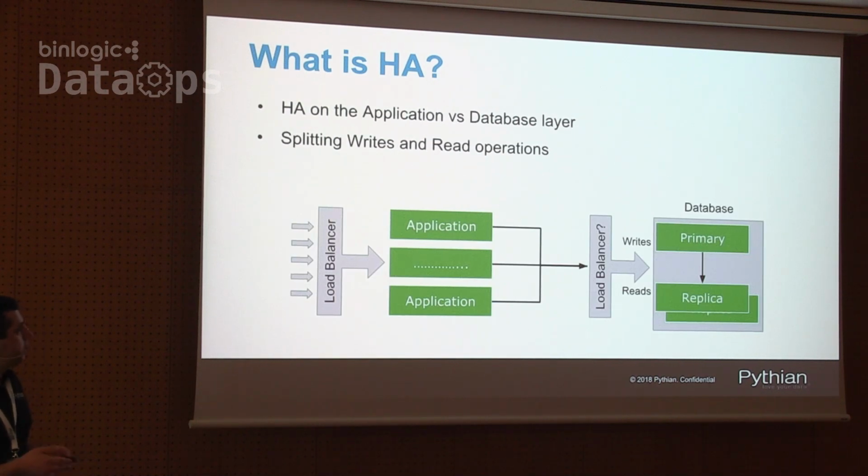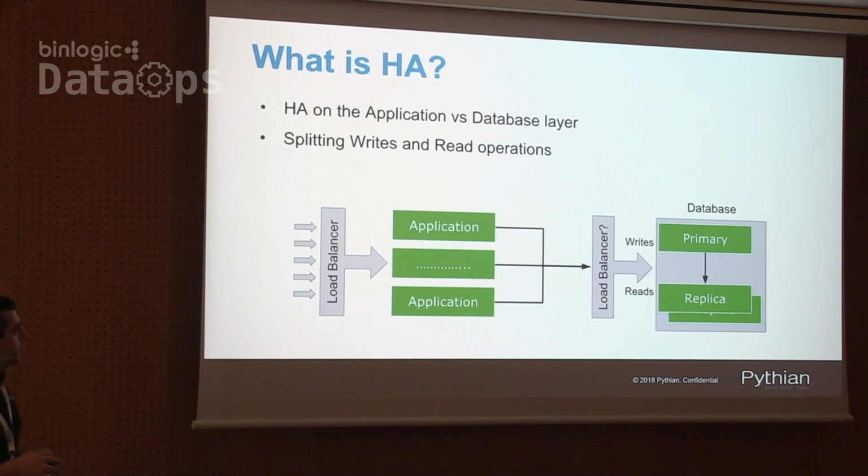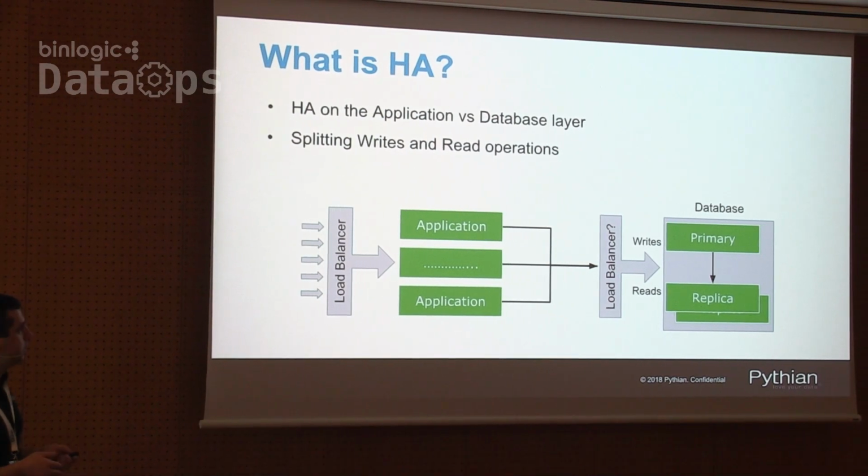So how do we improve the system? How do we add HA? Well, on the application side, it may be very trivial. We just add application servers behind a load balancer, and the balancer just sends the traffic with round robin.